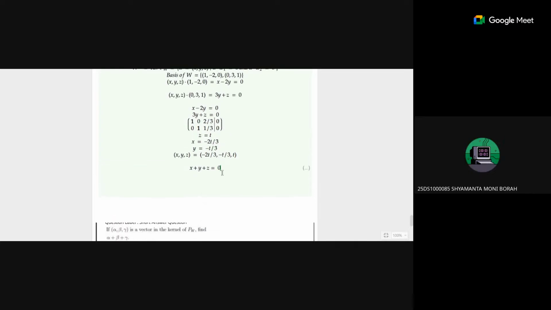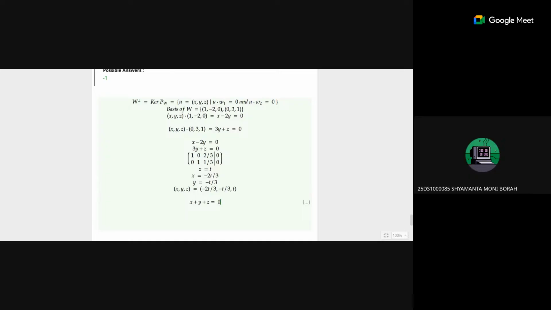Sir, we can do one more thing, right? Rather than solving this one, because we are already getting x equal to 2y and z equal to minus 3y, the kernel vector in terms of y is 2y, comma, y, comma, minus 3y. If we add that also, we'll get 0 only. Same only. Yes, we can also do that.